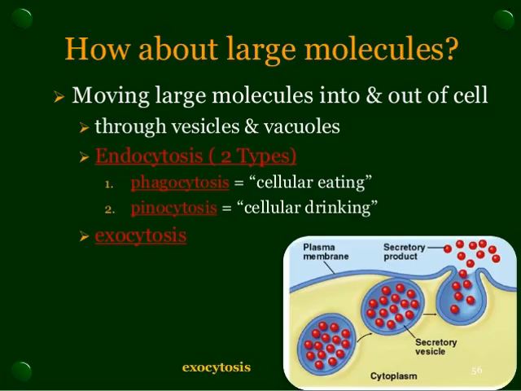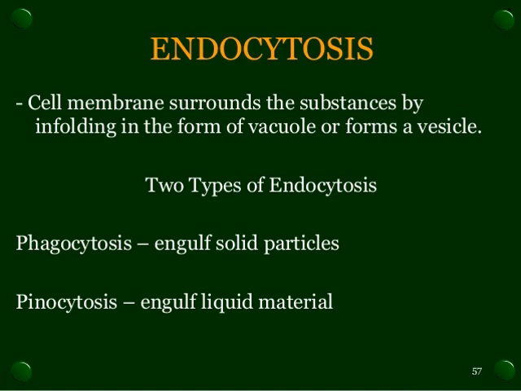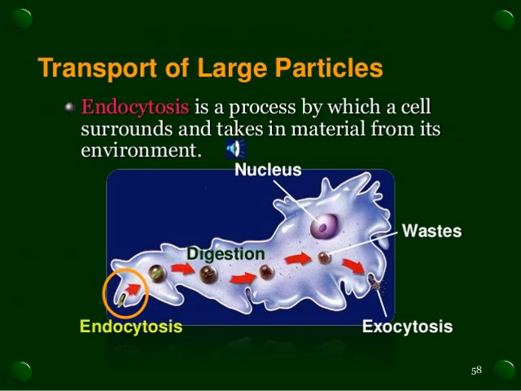What is exocytosis? Large particles can be engulfed by endocytosis. It is a process by which a cell surrounds and takes in materials from its environment. You can see in this picture, the waste particles can be excreted out through exocytosis, and the required substances can be taken in or eaten by the cell by the method called endocytosis.